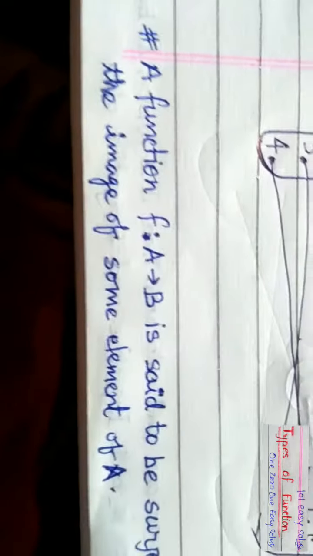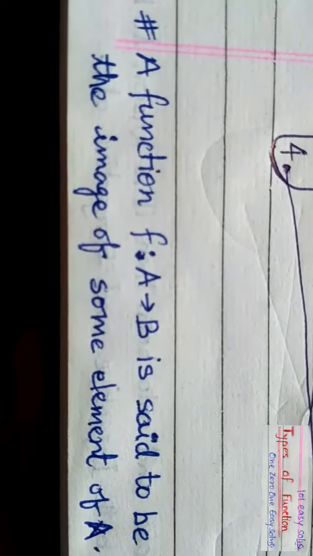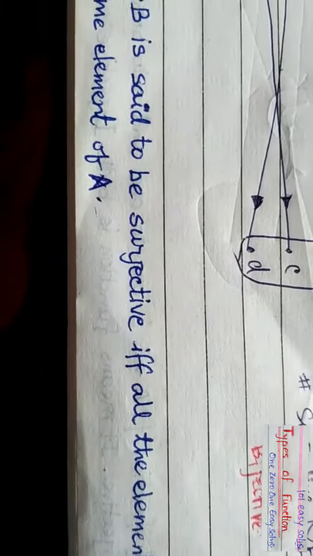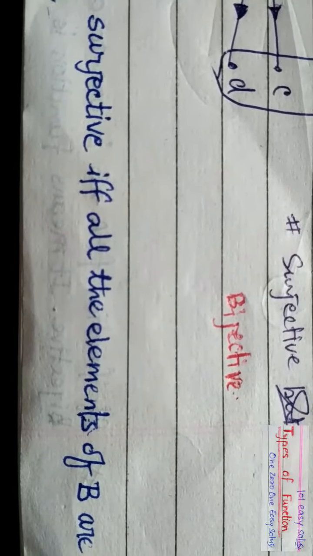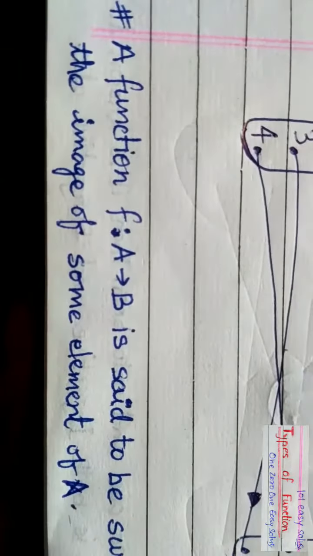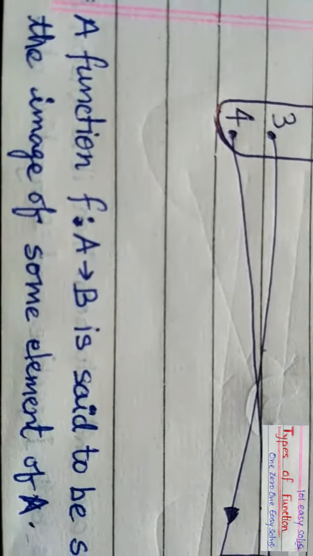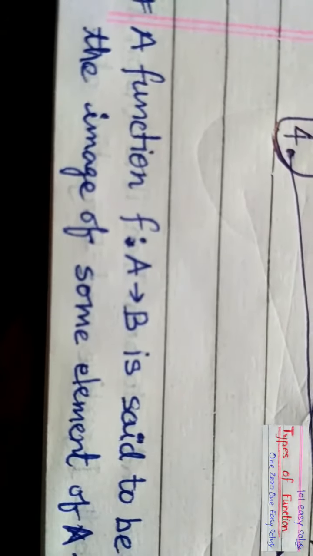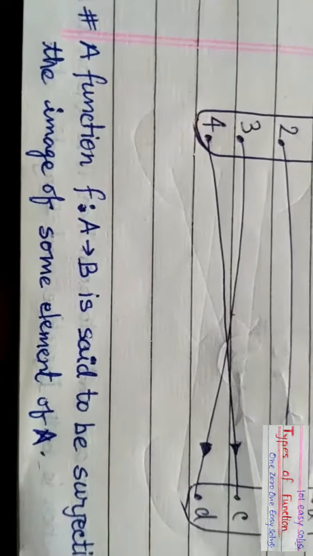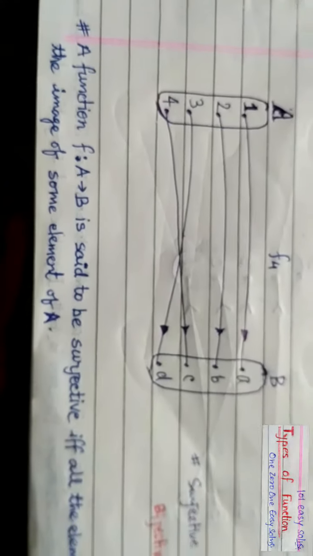So now let us define the surjective function. A function f: A to B is said to be a surjective function if and only if all the elements of B are the image of some element of A. So no element of B should be remaining here. I repeat, a function f: A to B is said to be surjective if all the elements of B are the image of some element of A.